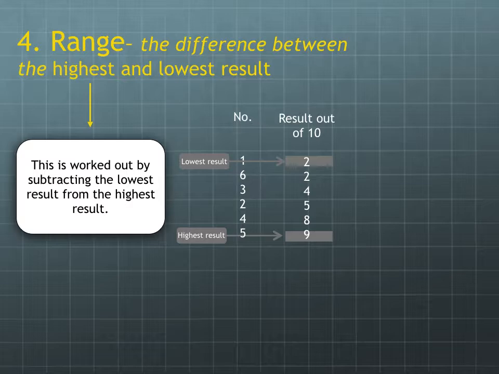Once again, they are in order of their results. So the 2 at the bottom is the lowest and the 9 at the top. And all we're doing with the range is taking the 9, which is the highest result, and subtracting the 2, which is the lowest result, and that gives you a range of 7.